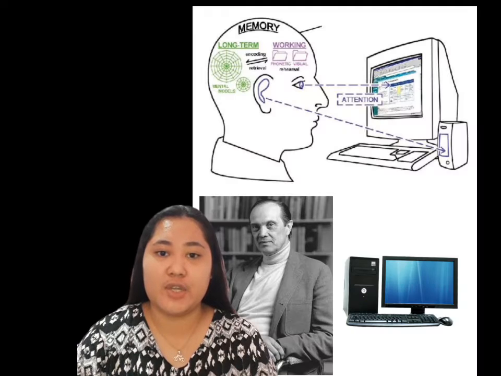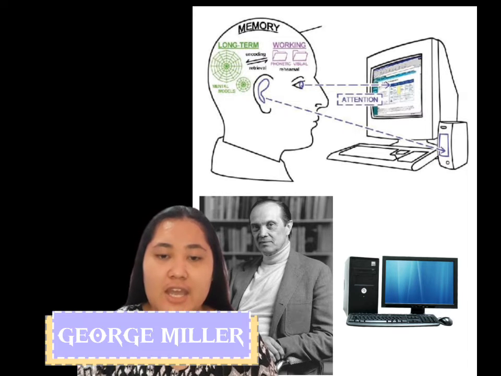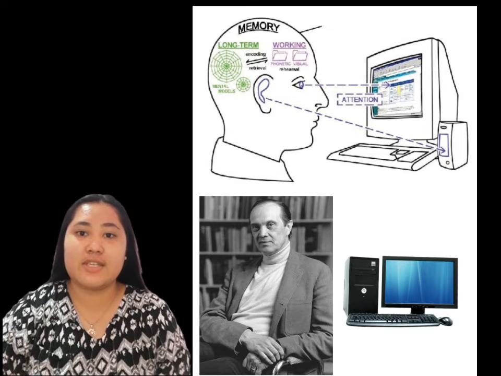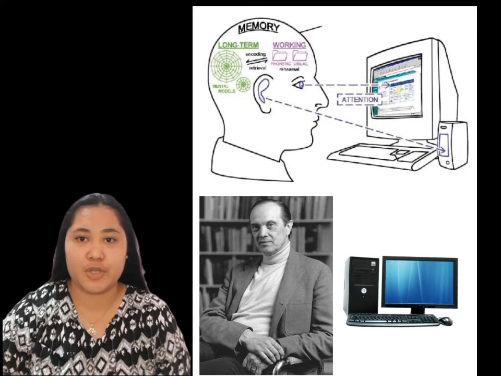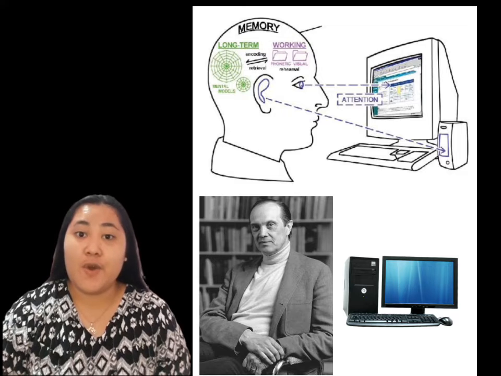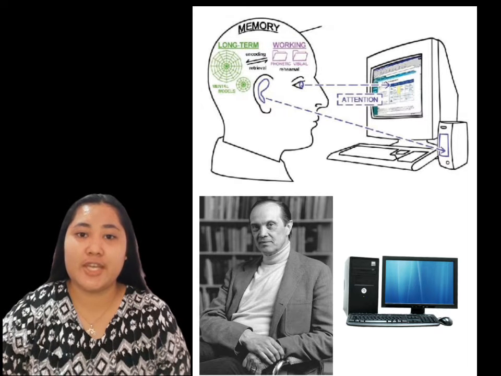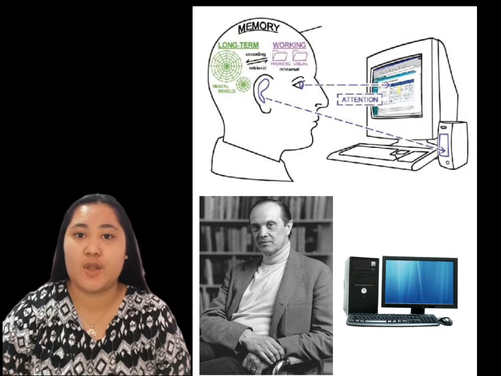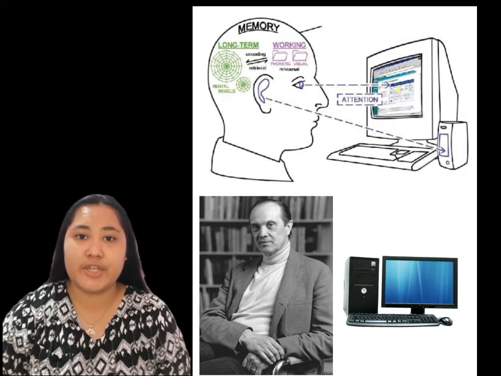Information processing theory was developed by American psychologists in the 1950s, including George Miller. The input is the information we send to the computer or our brains, while the CPU is related to our short term memory and the hard drive is likened to our long term memory. That is according to information processing theory.